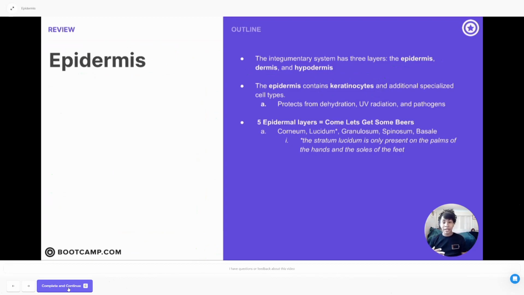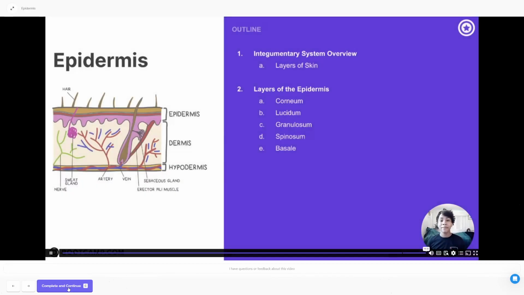And lastly, we have our mnemonic, which is "Come, let's get some beers." This is going to help us remember all 5 layers of the epidermis, as well as the exception of the stratum lucidum, which again is only present in our hands and feet.